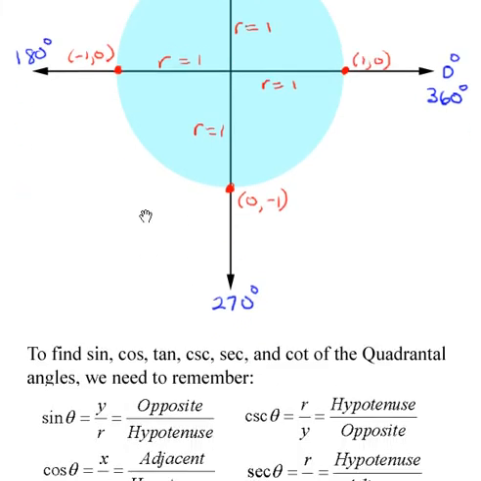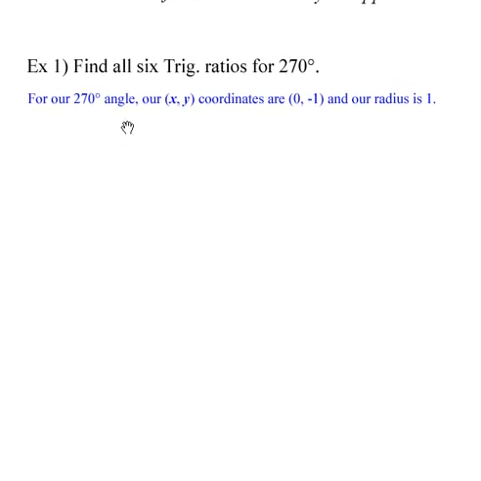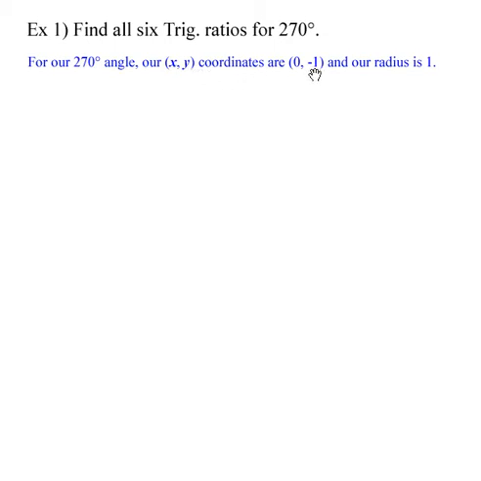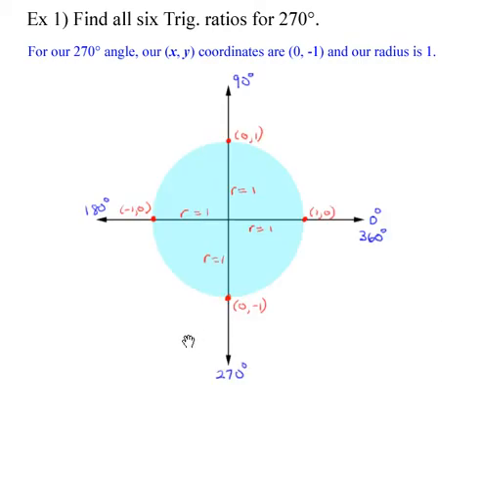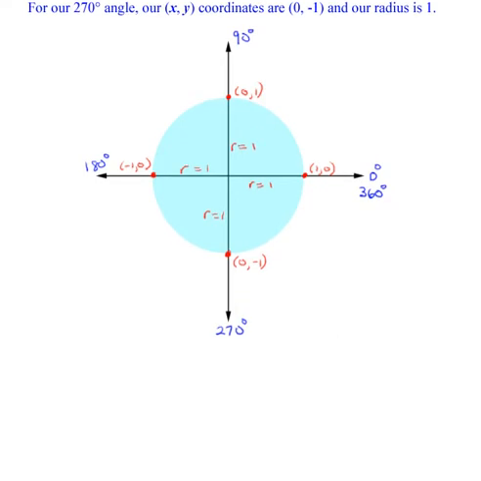Since all of this won't fit on the screen at the same time, I wrote it down here as a little reminder. For that 270 degree angle, the x value is 0, the y value is -1, and the radius of a unit circle is still always 1. There's a little miniature version of that. Hopefully we can still read something that small.